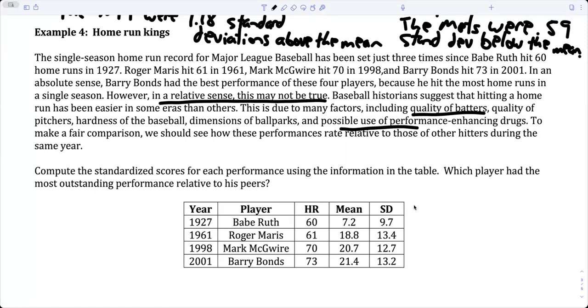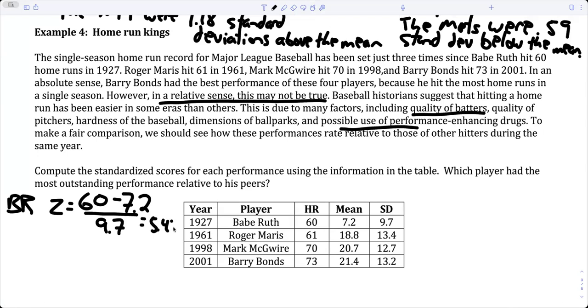Okay, so let's find Babe Ruth here. We're going to find his Z-score. He hit 60 home runs. The mean that year was 7.2 with a standard deviation of 9.7. So what's his Z-score? 5.44.